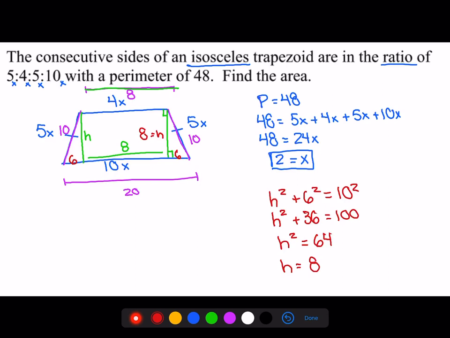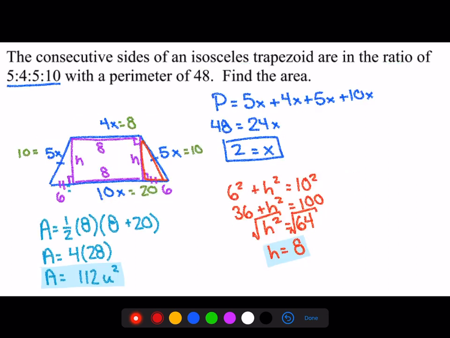Lastly, we can finally finish this one off by plugging it into our area formula for a trapezoid. We're left with area is equal to 1/2 height, which is 8, times base 1, which is 8, plus base 2, which is 20. So it'll give us area is equal to 1/2 times 8 gives us 4, times 28, which is equal to 112 units squared. So that is one of the more difficult ones as well, but definitely possible to do. I think the hardest part is realizing that if this is 8, then this must also be 8, and we need to cut that into equal portions.